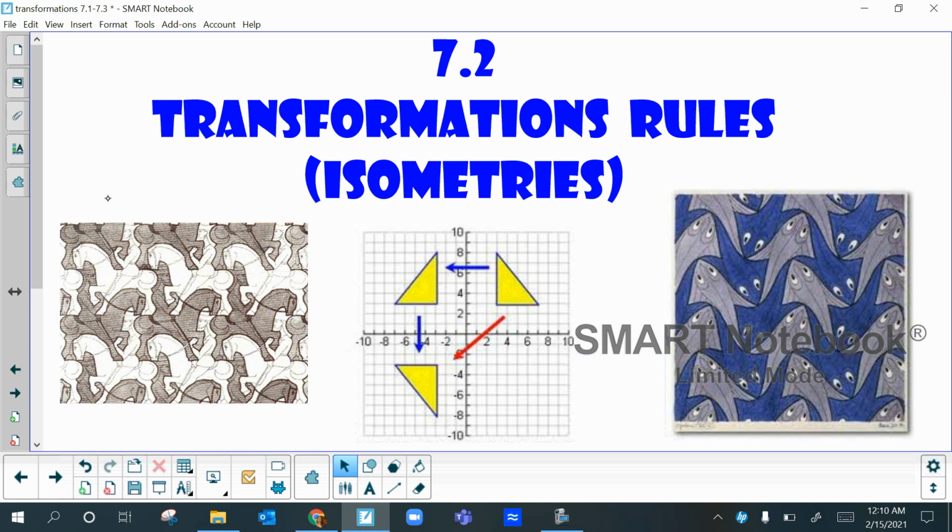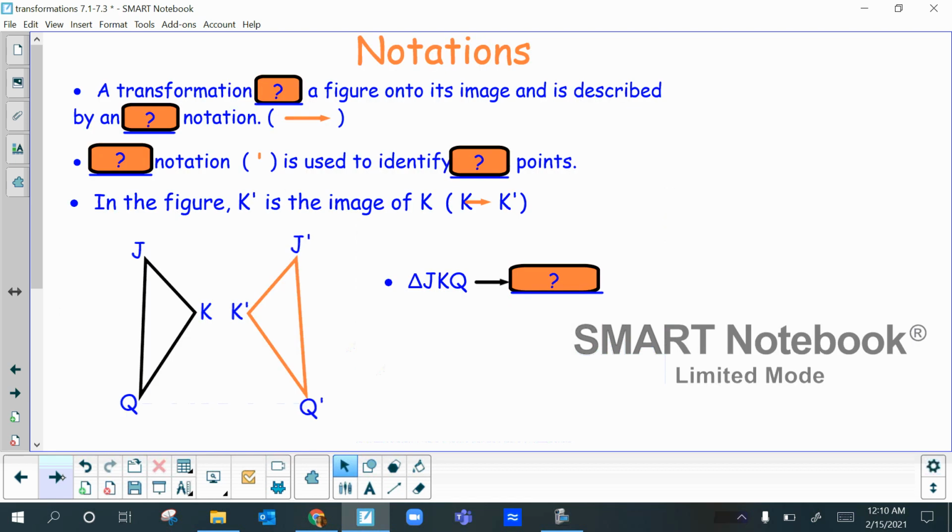This is 7.2 transformation rules, and these are all going to be isometries. So a couple of notations to jot down. A transformation maps a figure onto its image and is described by an arrow notation. Okay, so we're going to be using this arrow to write out rules. Prime notation, you heard me talk about that earlier in previous sections for this unit. Prime is used to identify the image points.